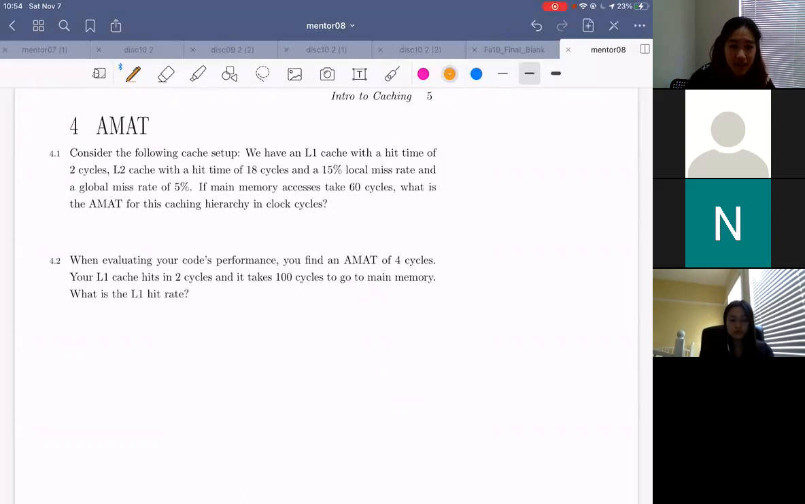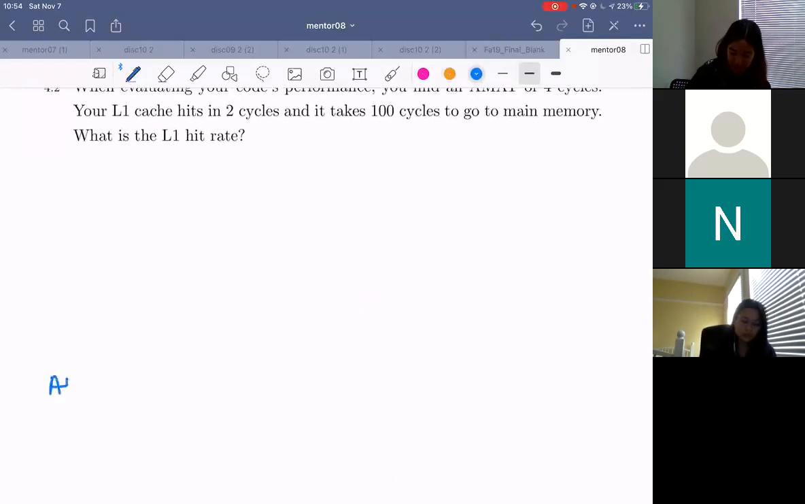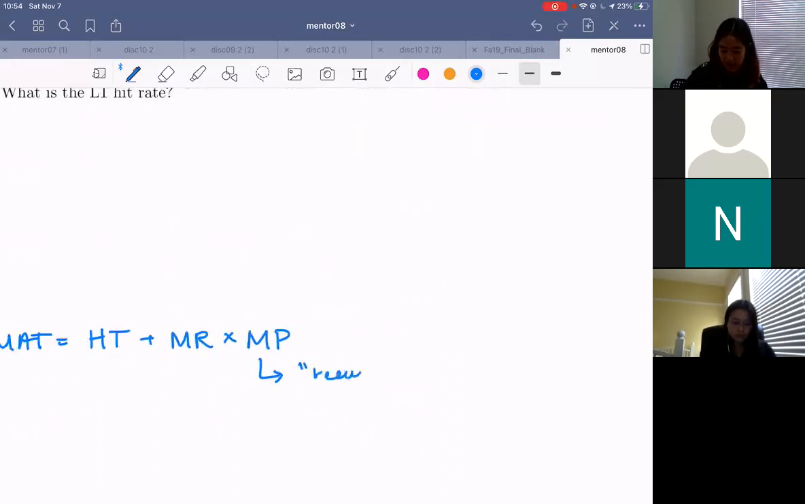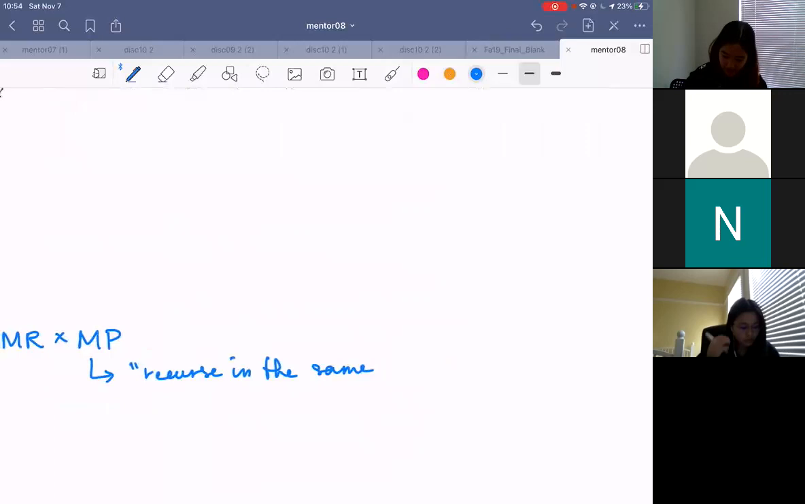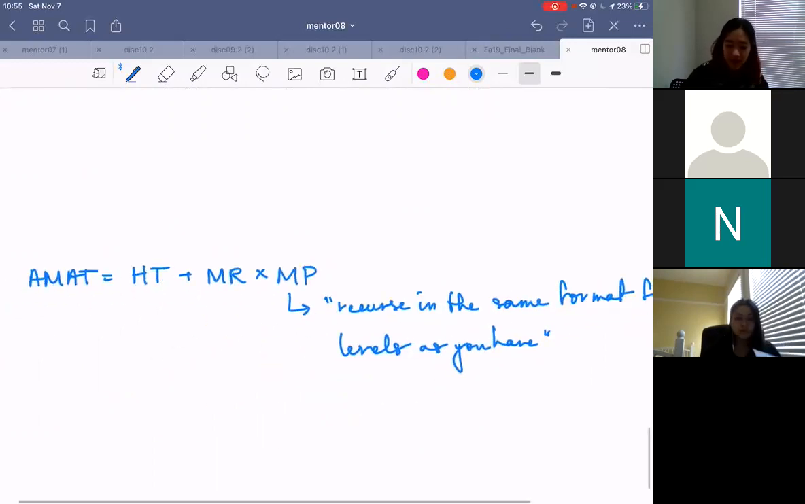So the general formula for calculating this, let me write it over here: general AMAT is going to be the hit time, HT, plus the miss rate of whatever level you're on times the miss penalty, MP. The MP can recurse in the same format for as many levels as you have.